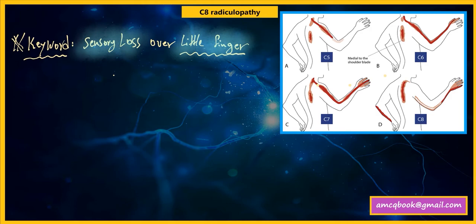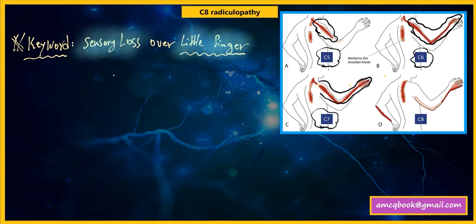Here, C5 radiculopathy will cause sensory loss over shoulder and deltoid area, while C6 radiculopathy will lead to sensory loss over shoulder and deltoid area, elbow, and also thumb. With C7 radiculopathy, this will lead to sensory loss over shoulder deltoid area, elbow, and also middle finger. And C8 radiculopathy will affect little finger. So please, sensory loss over little finger means C8 radiculopathy.